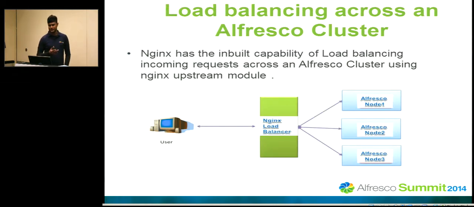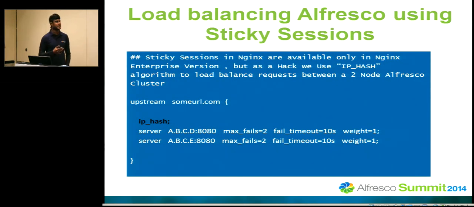For production environments, normally we use Alfresco clusters. So we should consider load balancing between the nodes, and we should know how to failover. Nginx can do that. But in that case, Alfresco needs sticky sessions, which are available only in the Nginx commercial version. But there's a hack where we can use the ip_hash algorithm, which is in Nginx.